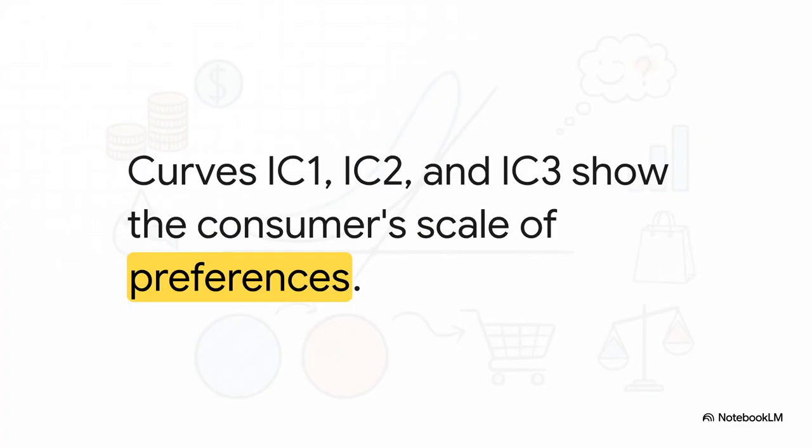Step 3. We layer on the consumer's actual scale of preferences with an indifference map. Here we have curves IC1, IC2, and IC3.